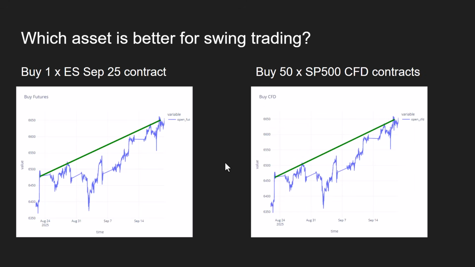So now let's go back to the main topic. Which asset is better for swing trading or long-term investing? On the left side, we have our futures price chart, and we are basically buying one contract of the E-mini S&P 500 futures, the September 2025 contract, and that would represent 50 CFD contracts on IC Markets, which is our CFD provider.